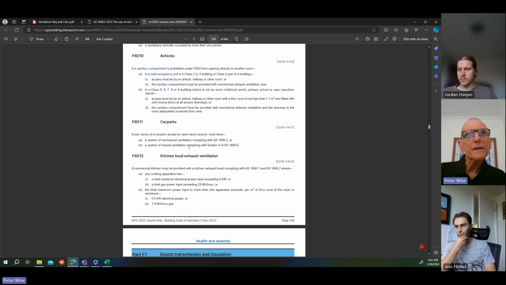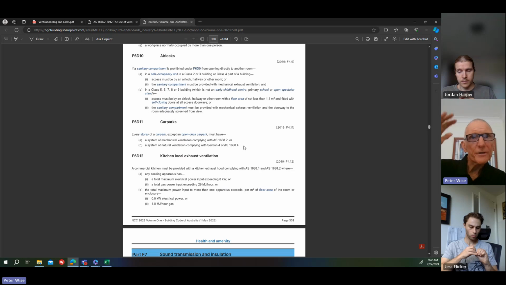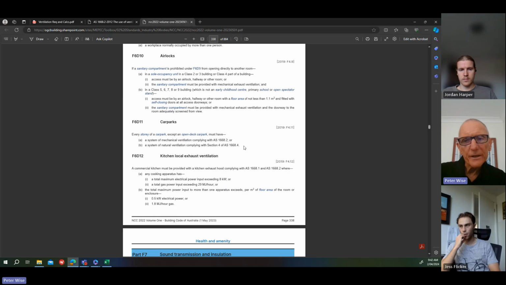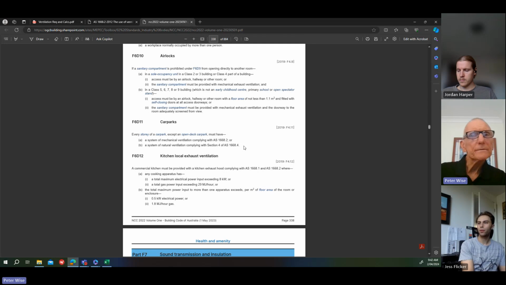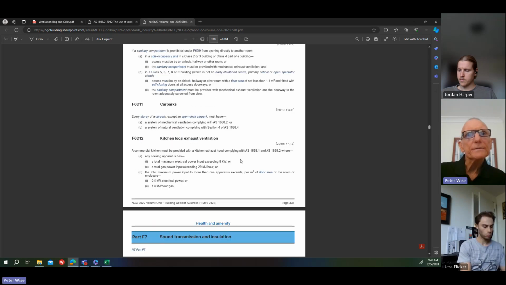F6D11, every storey of a car park except an open deck car park. So an open deck car park is like the top floor of a car park. You go to a shopping centre and you drive right up to the top. It's open to the sky, so that's naturally ventilated. You don't have to put any mechanical ventilation, but floors below that, if they're below ground, will certainly require mechanical ventilation. If they're above ground, they may or may not require mechanical ventilation, depending on a lot of geometric factors. But big car parks will normally require mechanical ventilation. So that's the car parks.